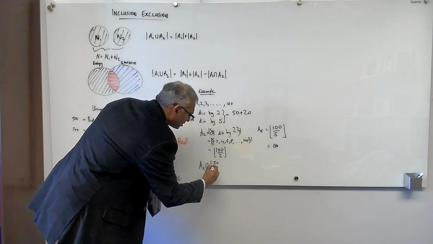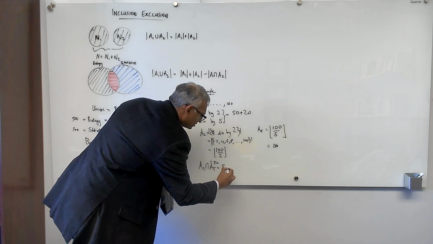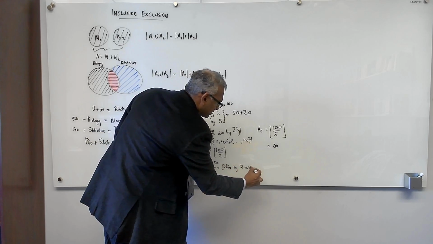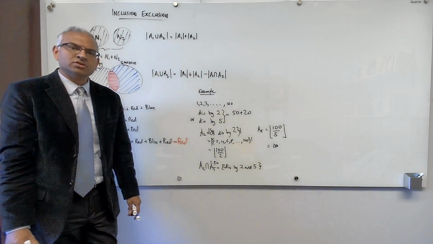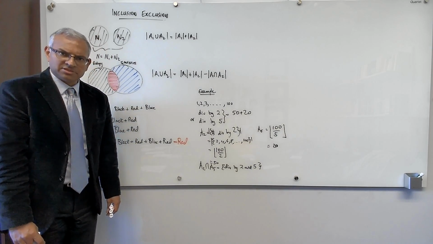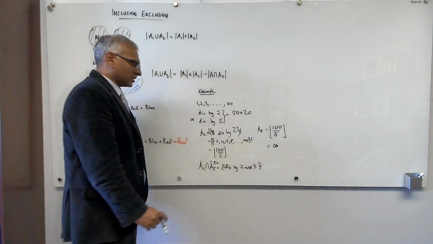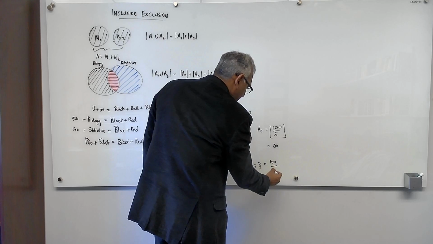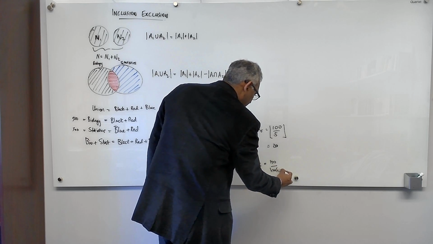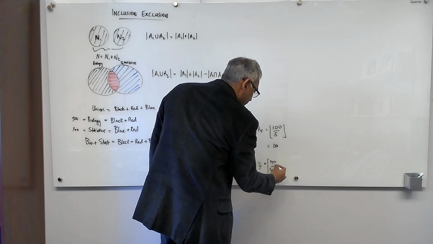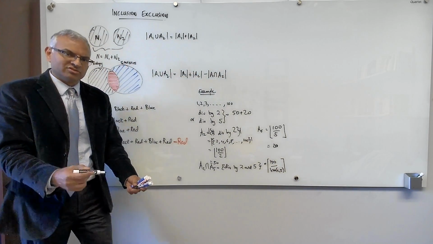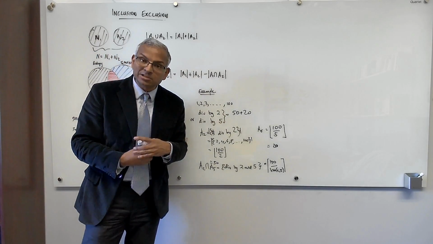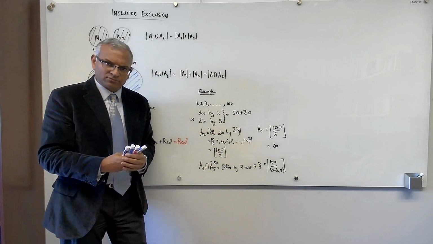A2 intersection A5 is the numbers divisible by 2 and 5. If you're divisible by 2 and 5, it means that you're divisible by the least common multiple of 2 and 5. So this is 100 divided by the LCM of 2 and 5. A number is divisible by both 2 and 5 if and only if it is divisible by the least common multiple of 2 and 5. And the least common multiple of 2 and 5 is 10.